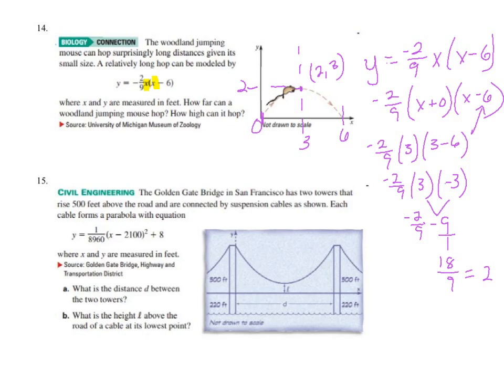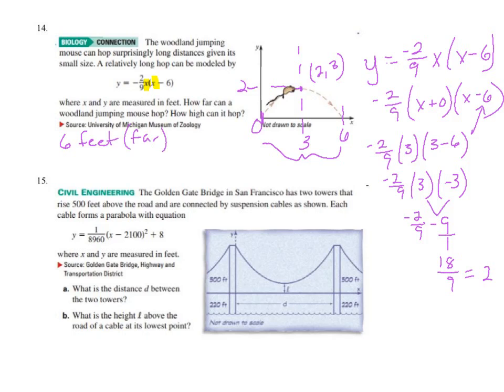From where it starts to where it ends. So, how far did it jump? It jumped 6 feet. And I know that because that's literally the length from here to here, right? So the first answer is 6 feet. That's how far he jumped.